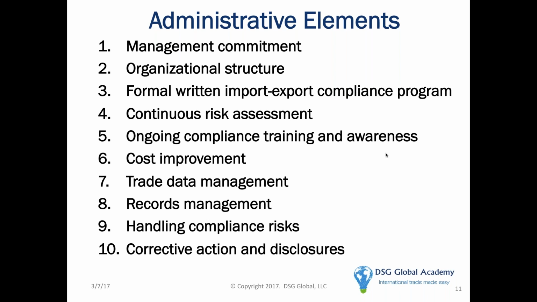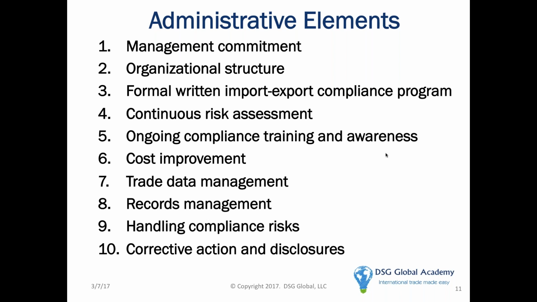Number one, you've got to have a statement of management commitment. And I'll go into detail for each of these in a little bit. I'm just reading it out right now. Number two, organizational structure. Who do you report to? Number three, having a formal written program. Number four, continuous risk assessment, which is internal audits, external audits. Number five, ongoing compliance training and awareness.